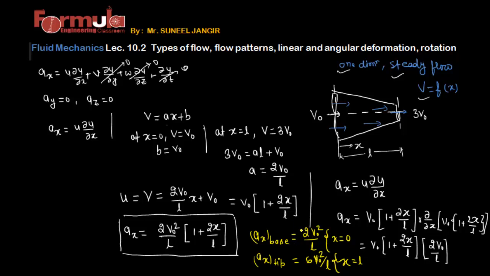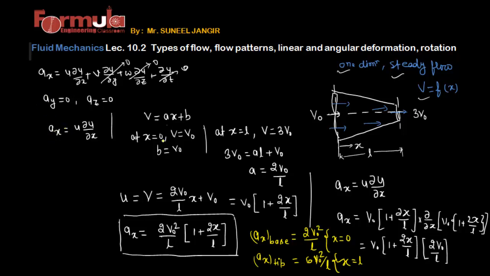Now let's suppose the flow is given as two-dimensional. In that case only az is going to be 0, but there is some value of ay here, so you have to calculate ay also. If the flow is given as three-dimensional, there is no term that is ax, ay, and az is not going to be 0. We have to calculate all three terms.